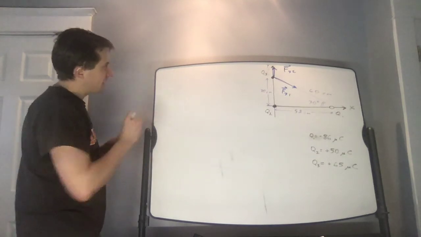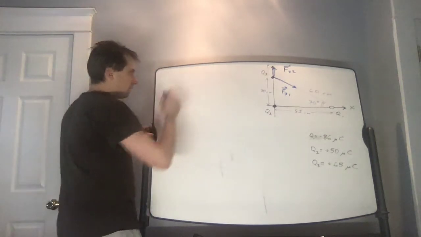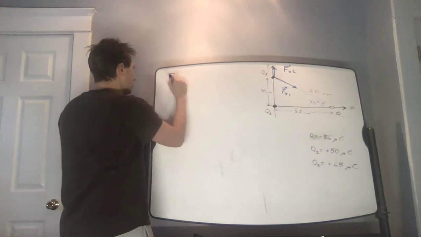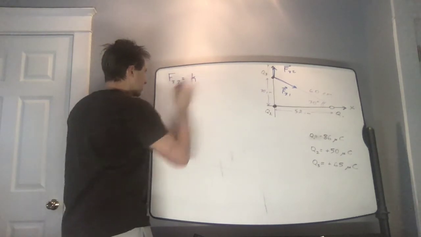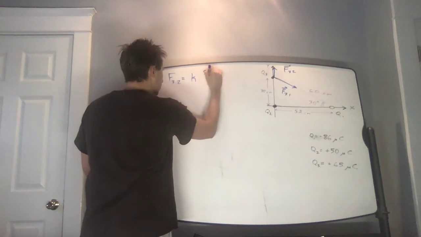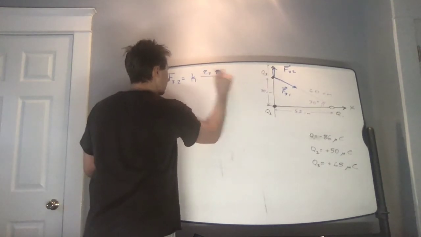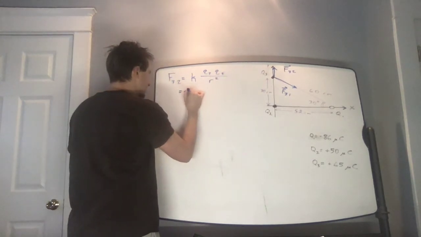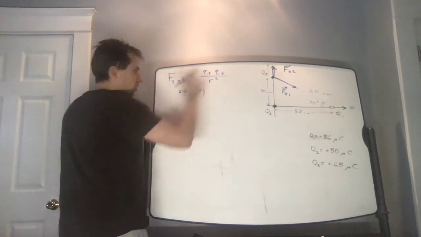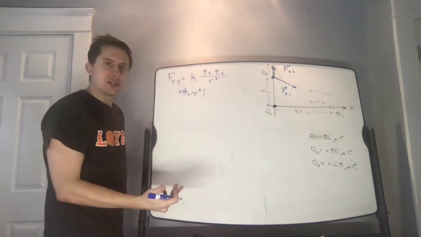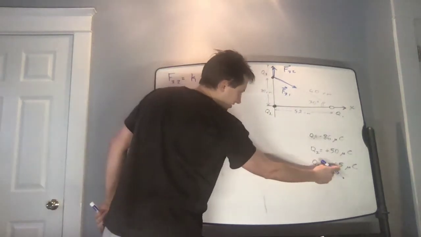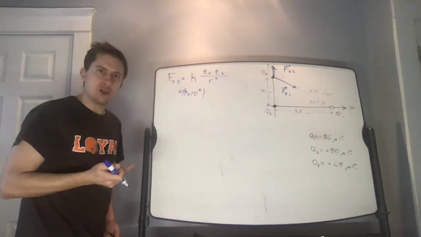So what is F32? Well, to find F32, I am going to use Coulomb's law. So I could say F32 is going to be equal to Coulomb's constant K times Q3 times Q2 divided by the distance between these two charges squared. So in this case, I would say K, 9 times 10 to the 9. Q3 and Q2, I am only going to worry about the magnitude of these charges. I won't worry about the sign. So we have 65 microcoulomb and 50 microcoulomb.